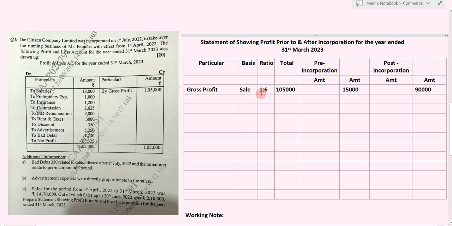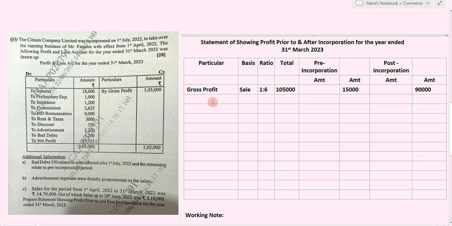Okay, so 1 plus 6 is 7. So how have I distributed gross profit? Total gross profit is 1 lakh 5,000. So 1 lakh 5,000 divided by 7, multiplied by 1. Whatever the amount, give it in the pre-incorporation, and the remaining amount will be in the post-incorporation. Now gross profit is done.